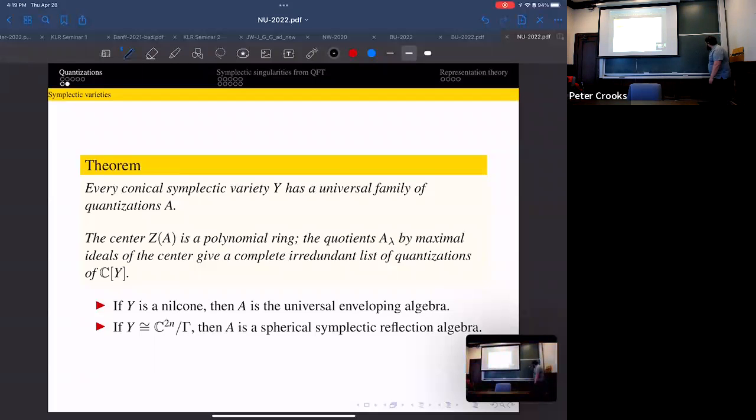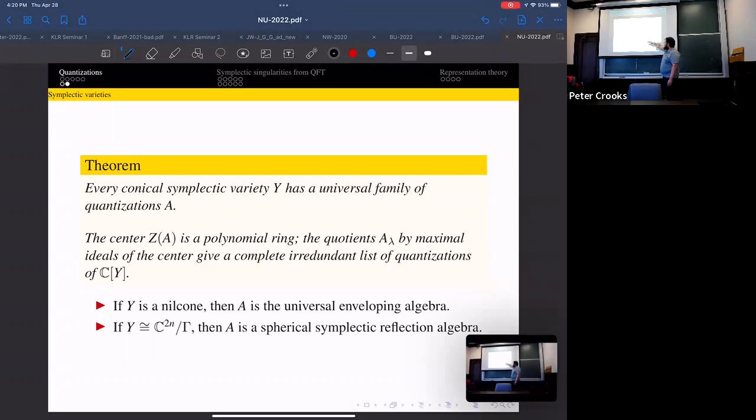So I have my conic symplectic variety. And it turns out that this sits inside a universal family of all of the ways of deforming it while keeping its symplectic structure. So for example, if I have the nilcone, all the ways of deforming the nilcone while keeping its symplectic structure gives me the full dual of the Lie algebra. All the other nilcone orbits are deformations of the nilcone. And that's the only way I can deform the nilcone and keep the symplectic structure.